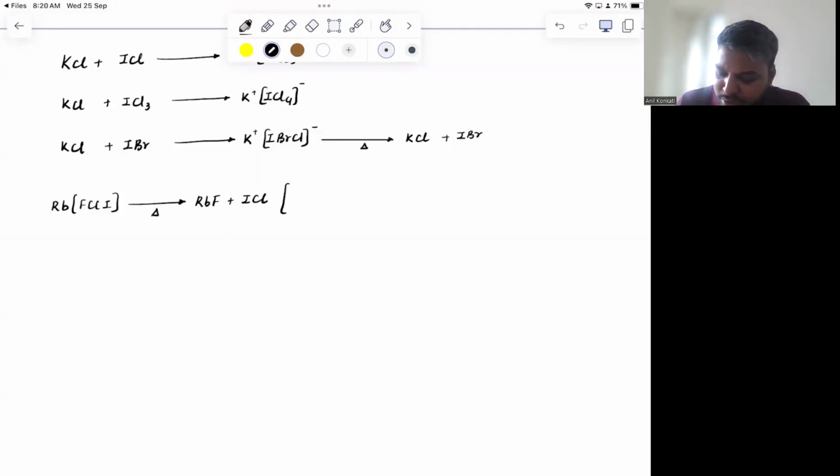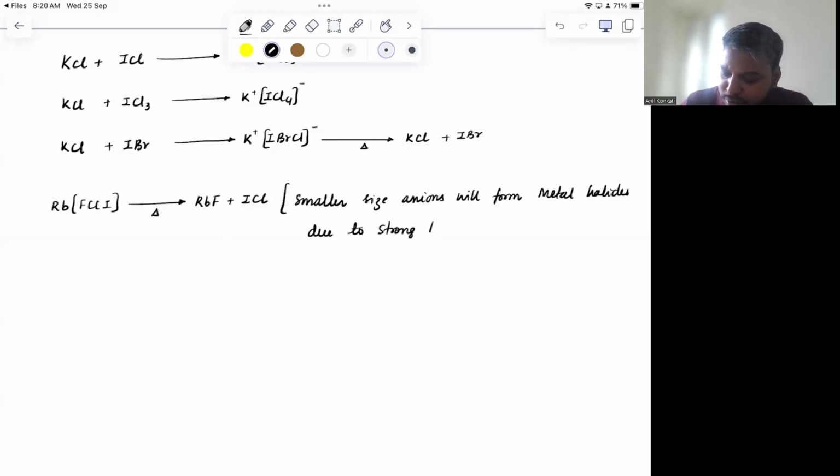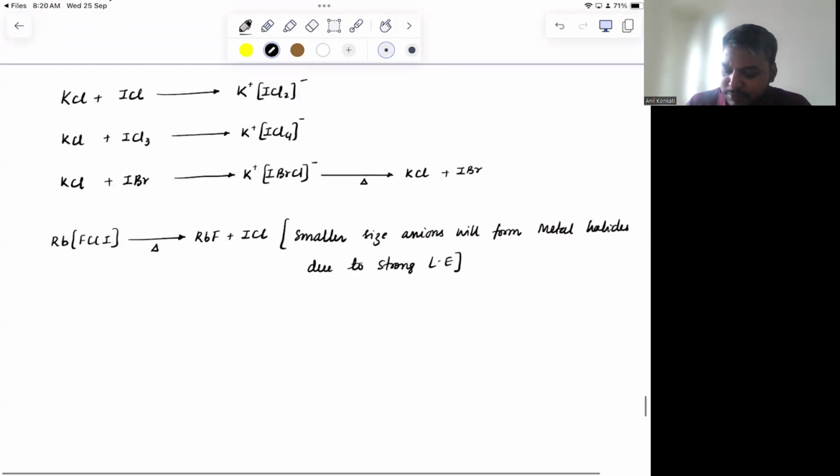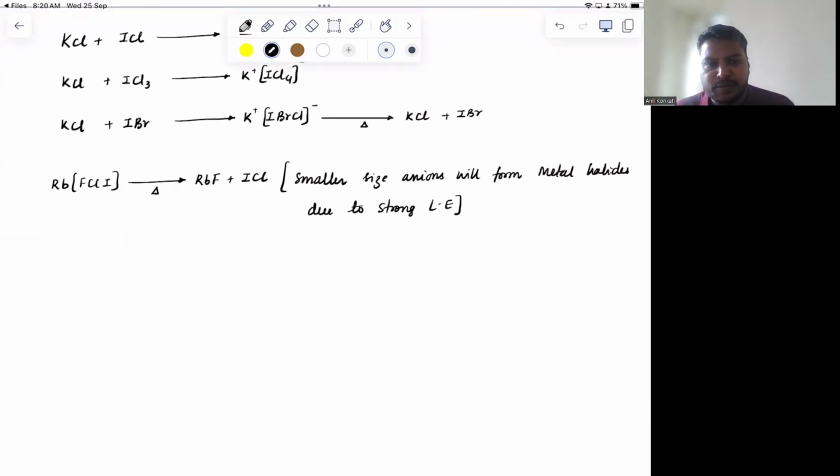So remember, smaller size anions will form metal halides due to strong lattice energy. Clear? This is another important point.